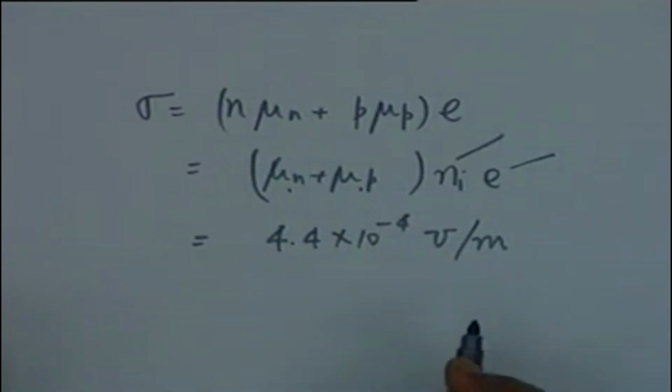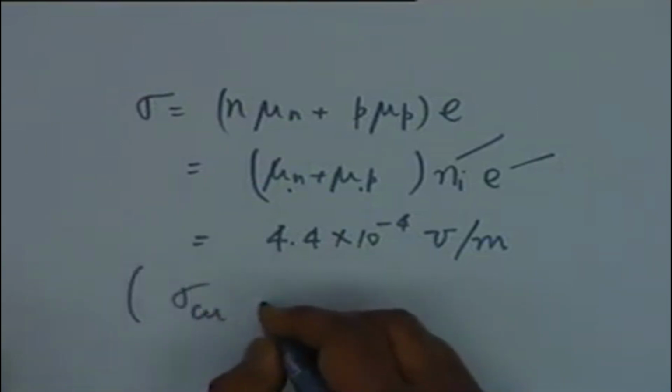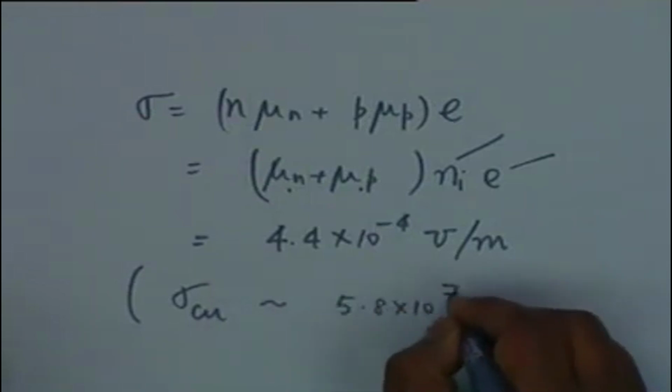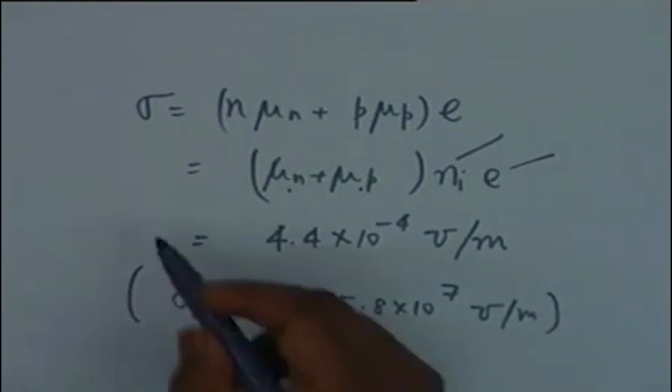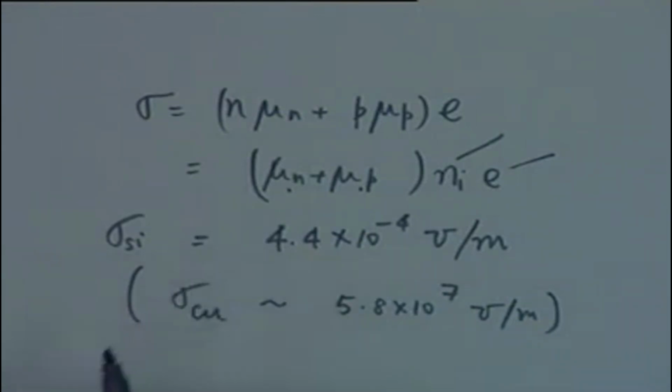Is the unit correct? You compared this with copper. What did you calculate? Copper is 5.8 times 10 to the 7 mho per meter. You see how poor the conductor is. Sigma silicon is much less than sigma copper, and therefore at normal room temperature, silicon is an extremely poor conductor of electricity. Question now is, why have silicon at all?